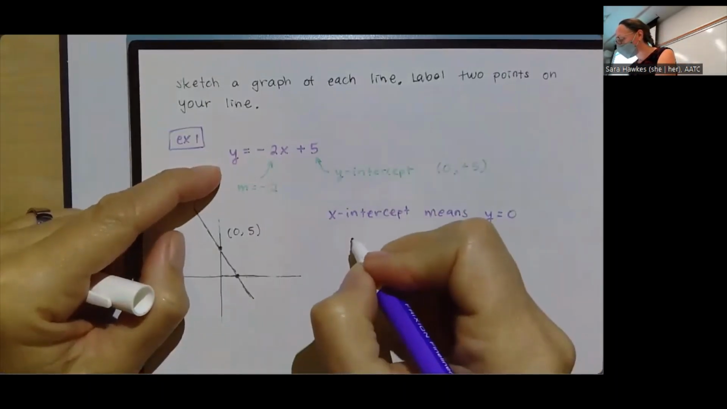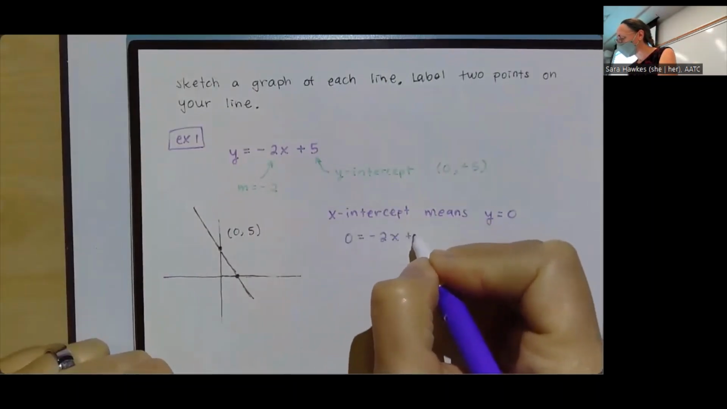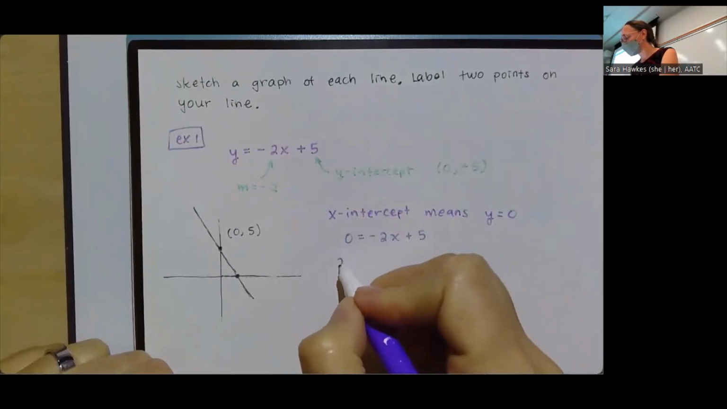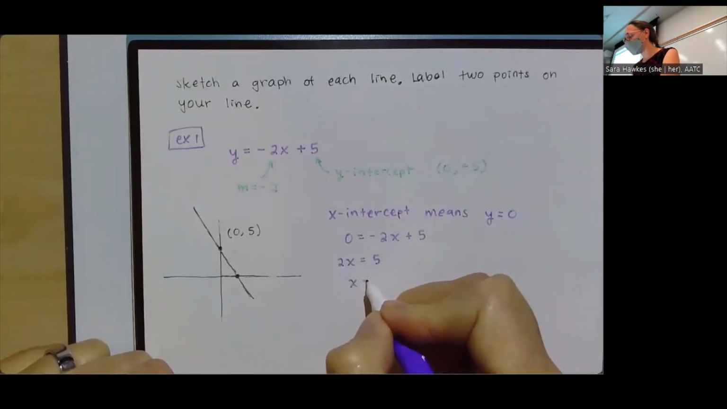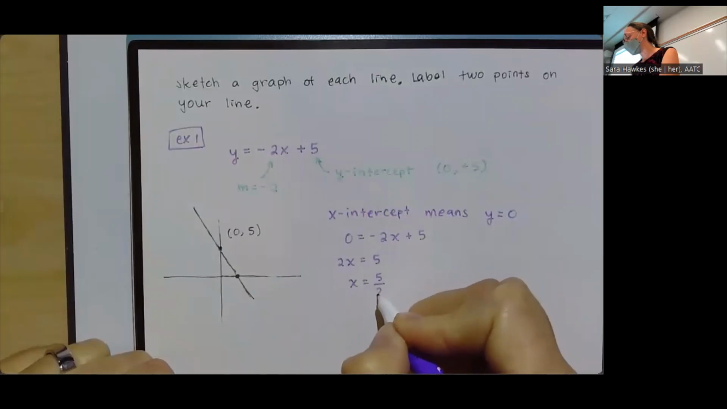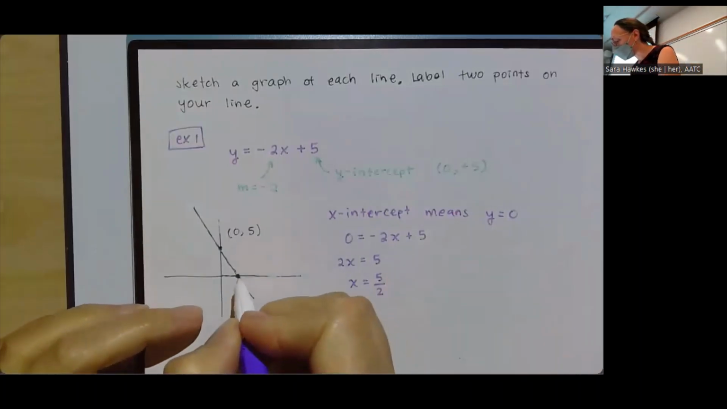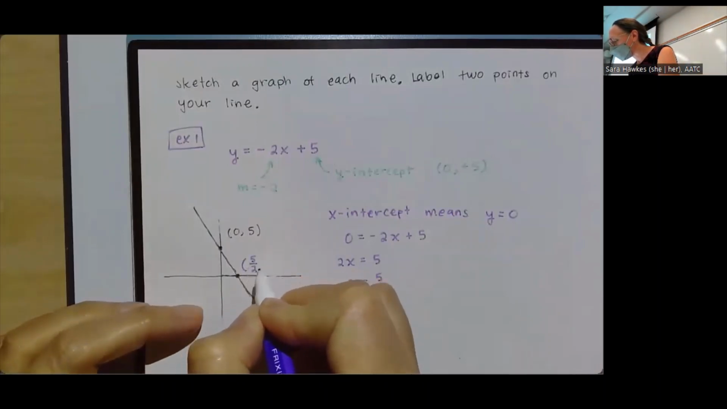So if I take my equation and I plug in 0 for y, if 0 is equal to -2x plus 5, I can add 2x to both sides and then divide both sides by 2. And I would get 5/2. I can do a quick check to see, is that fraction in lowest terms? And it is. 5 is not divisible by 2. So I'm just going to label this point (5/2, 0).